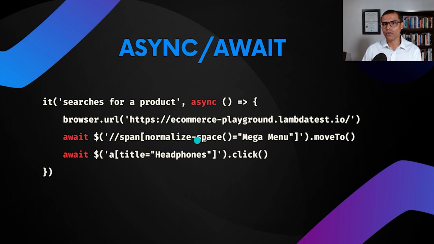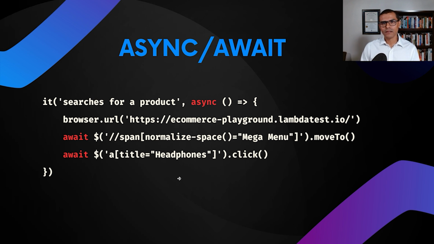So if we were to hover over the menu and not wait for the submenu items to show up before trying to click on one of those submenu items, then we would get an error. So this async and await is making sure that every command is executed one after another. Because if we don't do that, then the test is going to be out of sync. So I hope that makes sense for you.